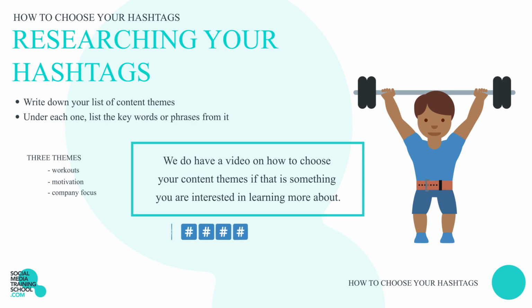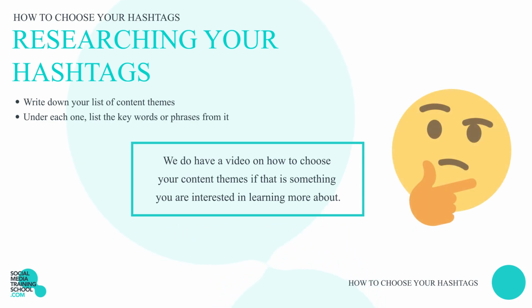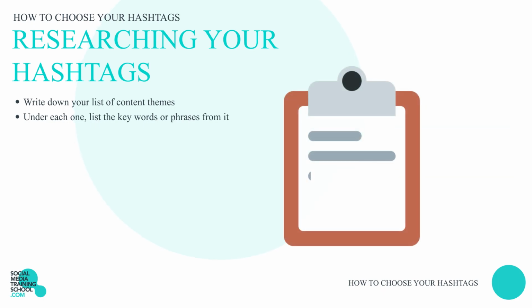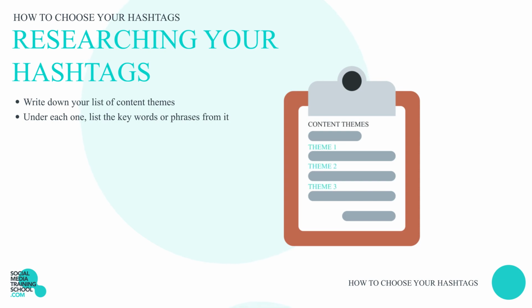If you don't have content themes in place though, don't worry, you can still plan your hashtags. Just take a few minutes to think about what type of content you usually post to give yourself some ideas. When you've got a list of themes or content topics, start to list out keywords or phrases related to each, which you can use as your hashtags. Start out broad, then narrow it down more and more. You want to come up with at least 20 or 30 terms per theme.